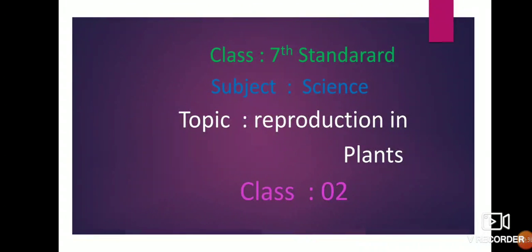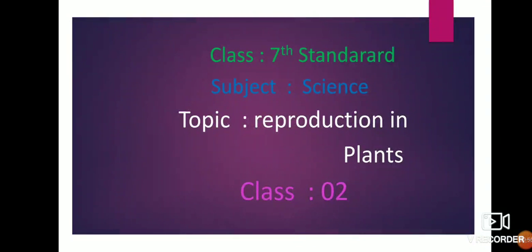There are two types. The first one is asexual reproduction and the second one is sexual reproduction. In that, we studied asexual reproduction. What do we mean by asexual reproduction? That contains only one parent.